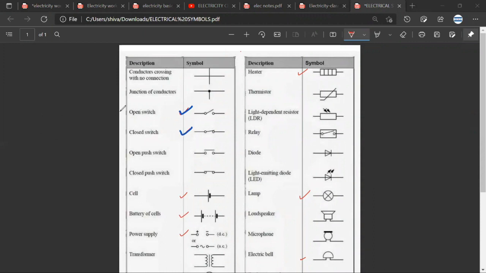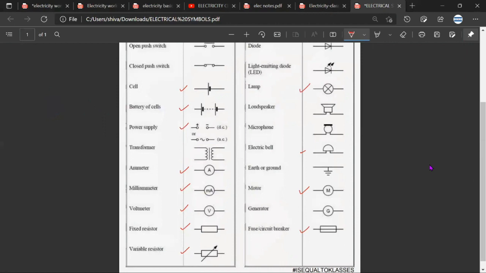So open switch, for example, in your household, when we say that the switch is off, that is basically an example of an open switch. Satya, have you understood? Yes, sir. So in your household, when you switch on the switch, that is, in terms of an electrical circuit, called the closed switch. Have you understood what I said? Yes, sir. Okay. So let's move on to the other commonly used symbols which are there in your syllabus.